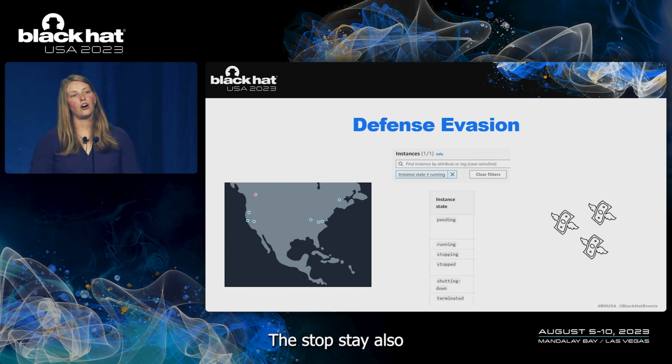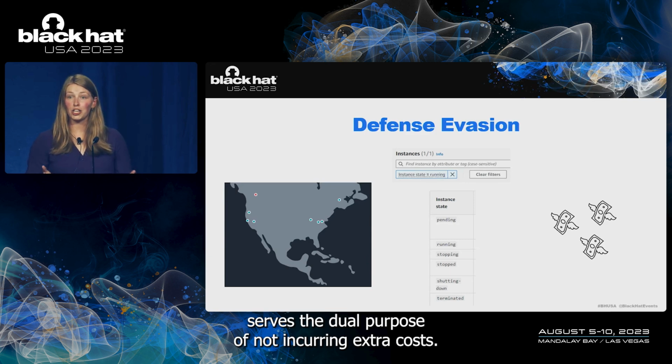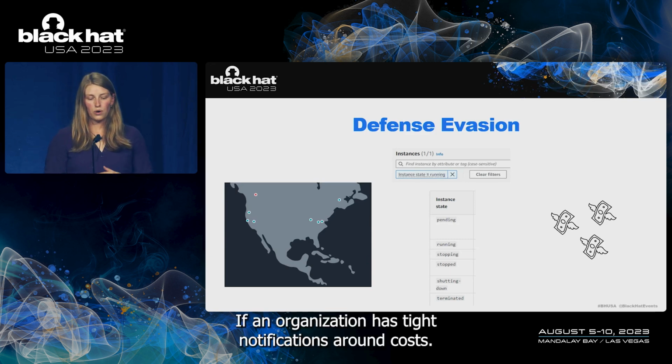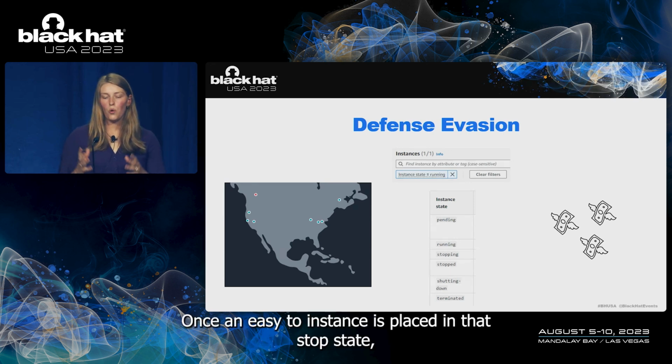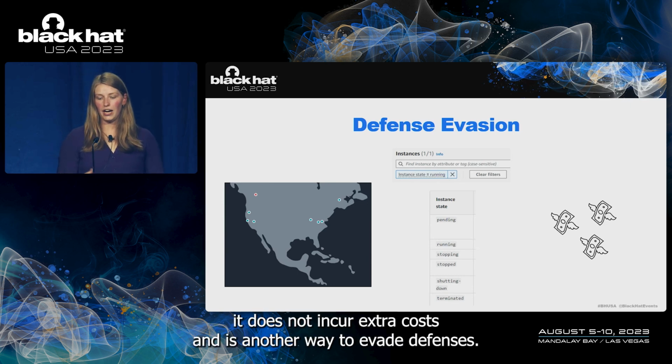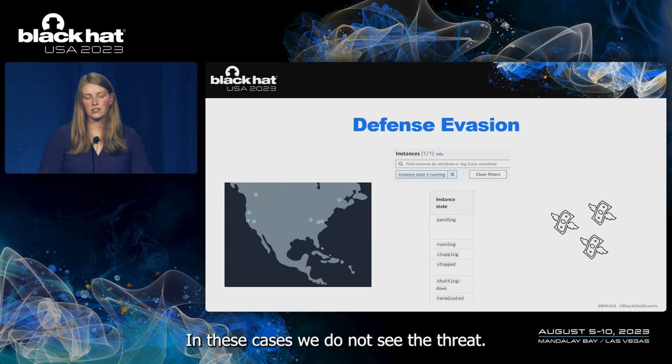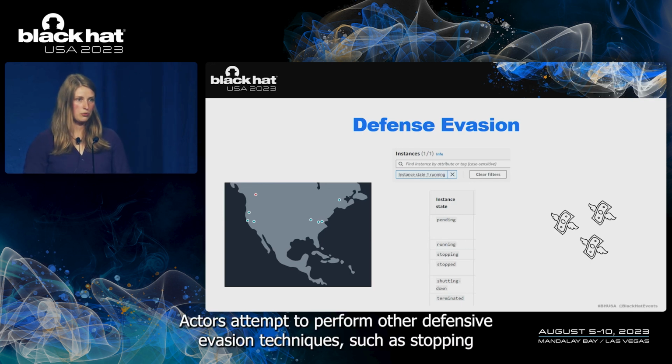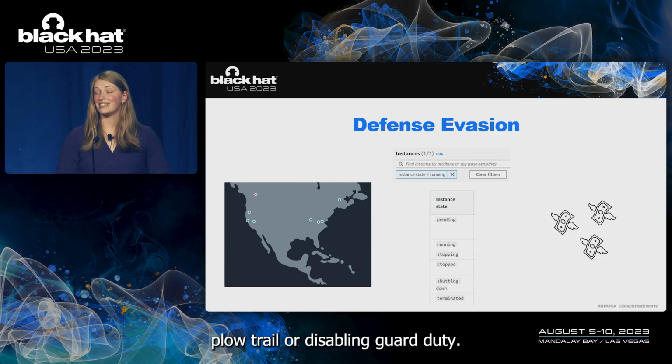The stopped state also serves the dual purpose of not incurring extra costs. If an organization has tight notifications around costs, once an EC2 instance is placed in that stopped state, it does not incur extra costs and is another way to evade defenses. In these cases, we did not see the threat actors attempt to perform other defensive evasion techniques, such as stopping CloudTrail or disabling GuardDuty.